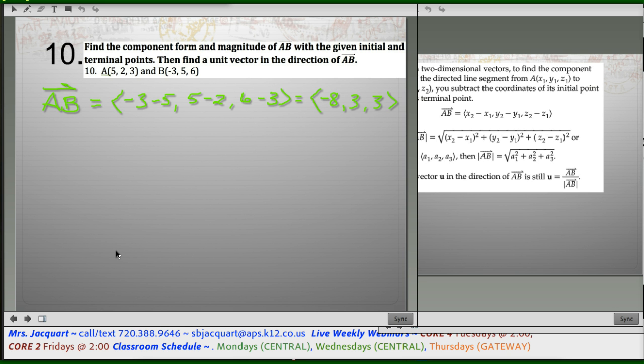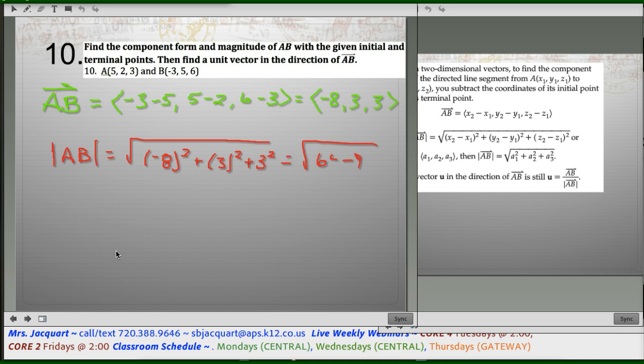So let's find that magnitude. Now the magnitude of it is the same parts, but we're going to subtract everything and square them. So that's square root of 64 plus 9 plus 9. So that's 73 and 82. So square root of 82.